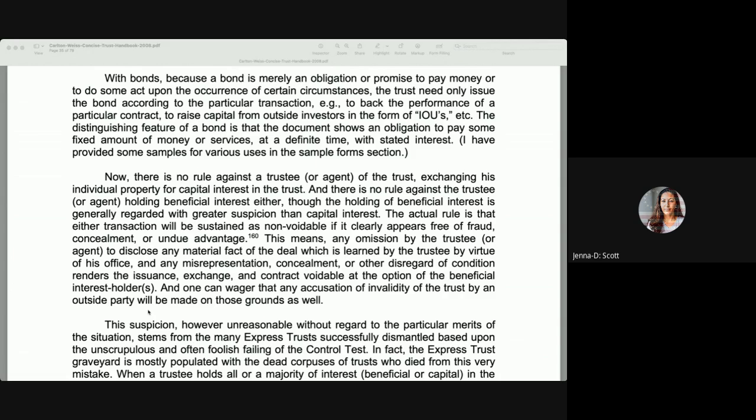This means any omission by the trustee or agent to disclose any material fact of the deal, which is learned by the trustee by virtue of his office, and any misrepresentation, concealment, or other disregard of condition renders the issuance, exchange, and contract voidable at the option of the beneficial interest holders. And one can wager that any accusation of invalidity of the trust by an outside party will be made on those grounds as well.